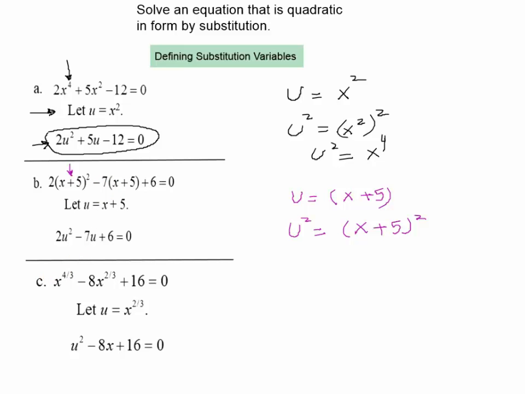Take a look at the next one. If I want to make the substitution, if I let u be equal to x to the power of 2 over 3, which is this middle term, and I square both sides, u squared must be equal to x to the power of 2 over 3 raised to the power of 2, which is equal to what we have in the first term, x to the power of 4 thirds. Remember, this is 2 over 1 times 2 over 3. That's what we have right there. So this would be u squared.